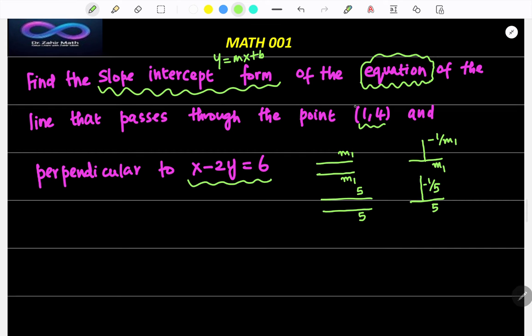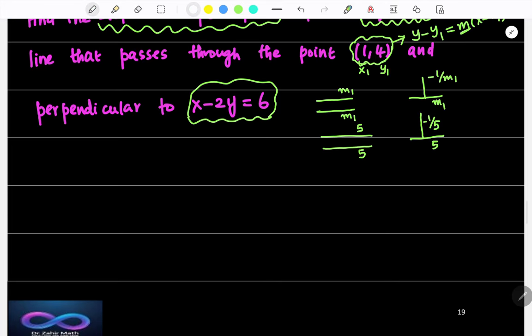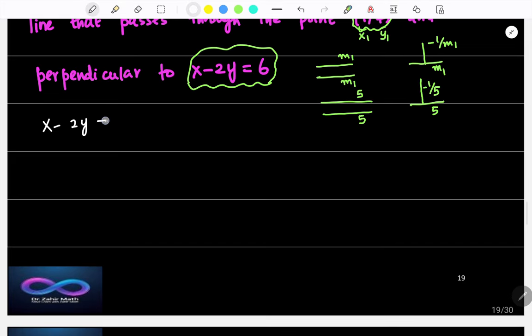So I have 1 point. And I need a slope. The slope is sitting here. Keep in your mind, what formula are we going to use? y minus y1 equals m into x minus x1. This formula I'm going to use. x1 is here, y1 is here. But I need the slope m. Slope m, I'm going to take it from here. Right. So let us write x minus 2y is equal to 6.